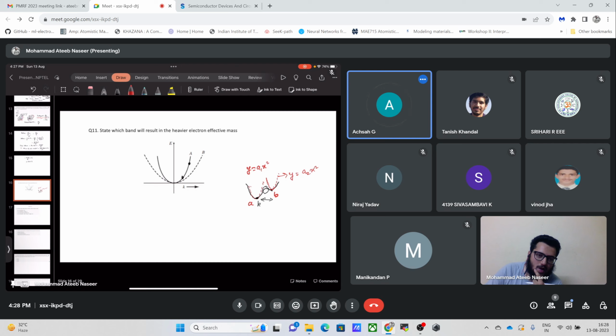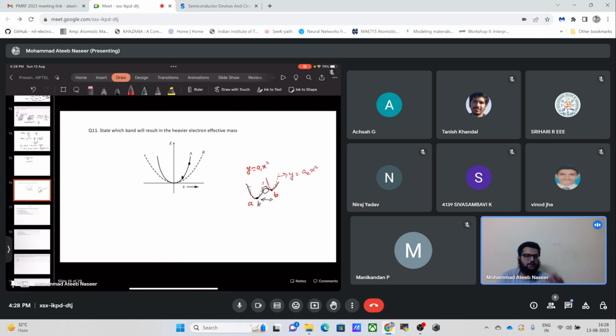Okay, sir. Thank you, sir. Yes, so what you are saying is, when the regions change, the effective mass changes. It is not that the effective mass changes and then the regions change, it is the other way around. That's what you are saying, yes, right? Yes.